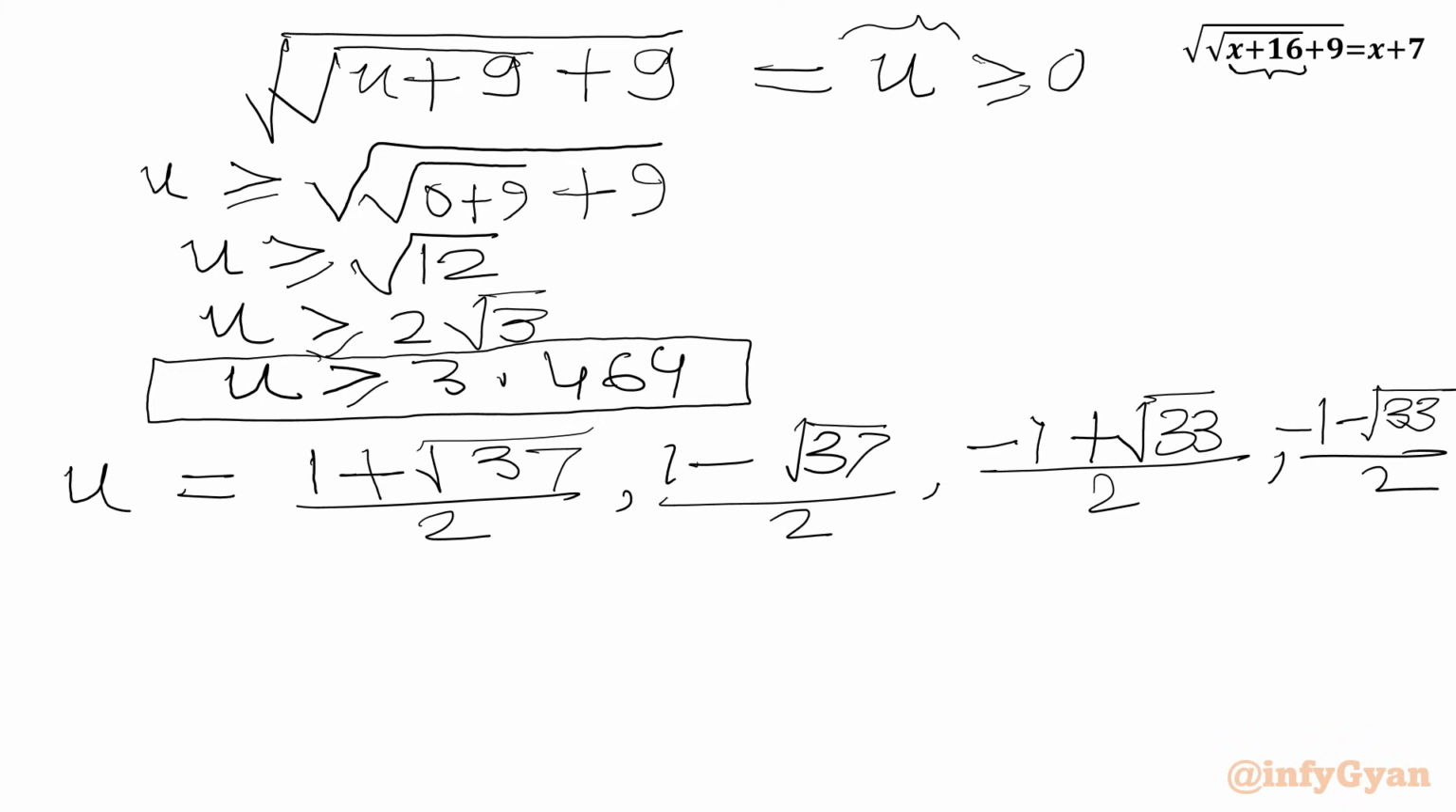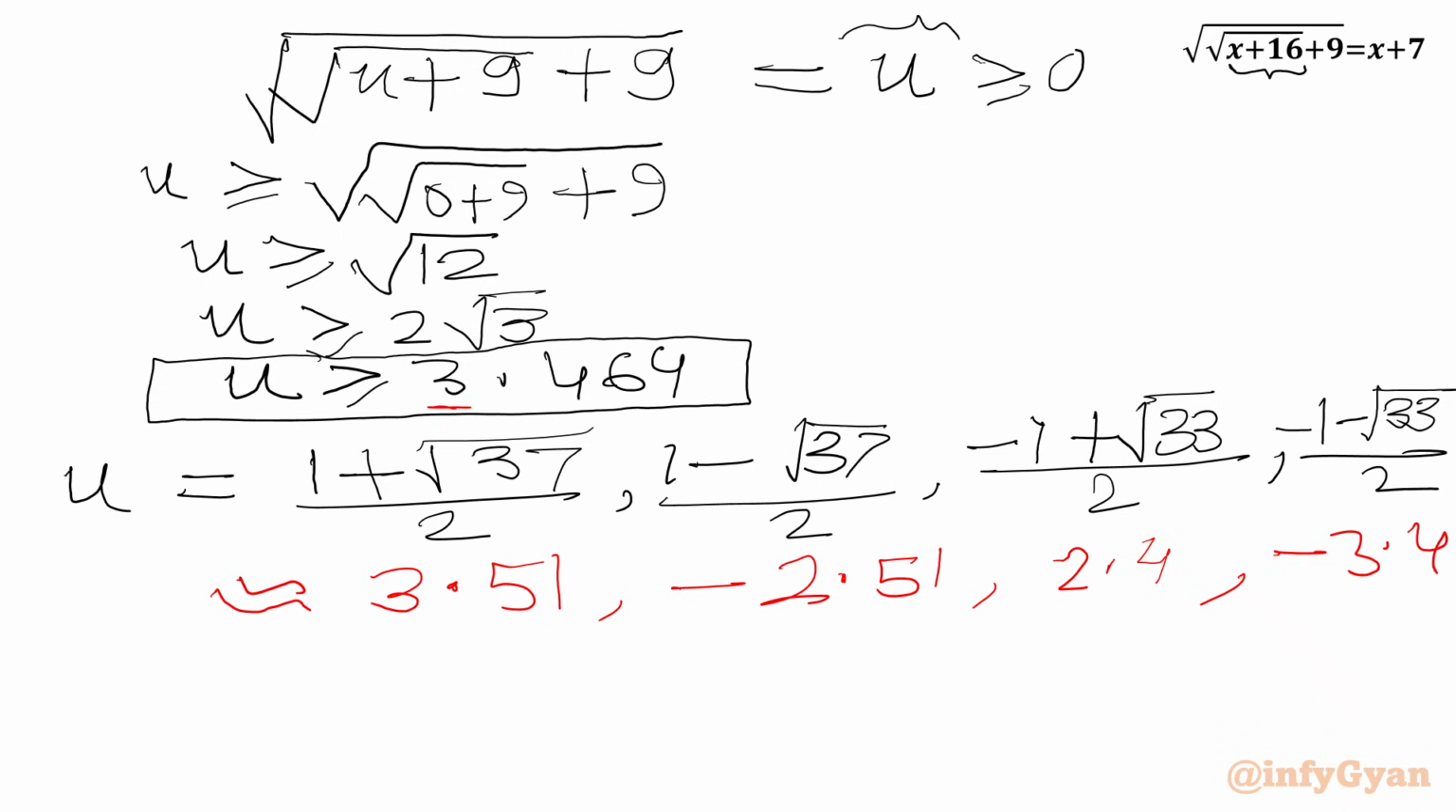Now we have to write approximate values of u. So 1 plus square root 37 over 2, approximately 3.51. Second u value, approximately it is minus 2.51. Third value is somewhere approximately 2.4. And last value will be somewhere negative 3.4.